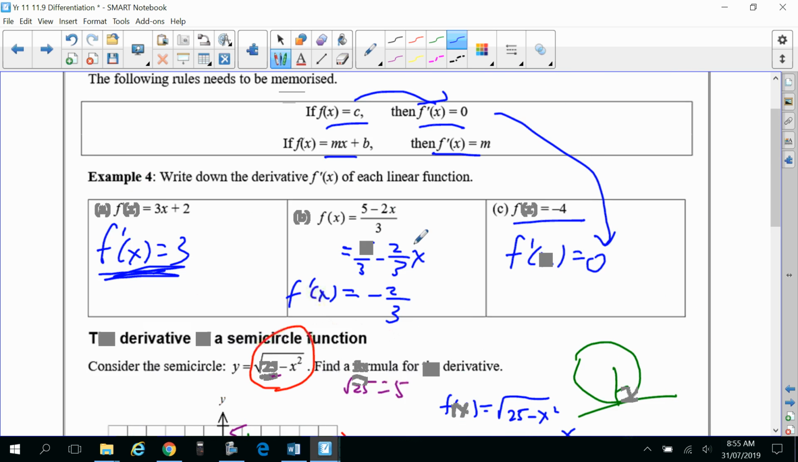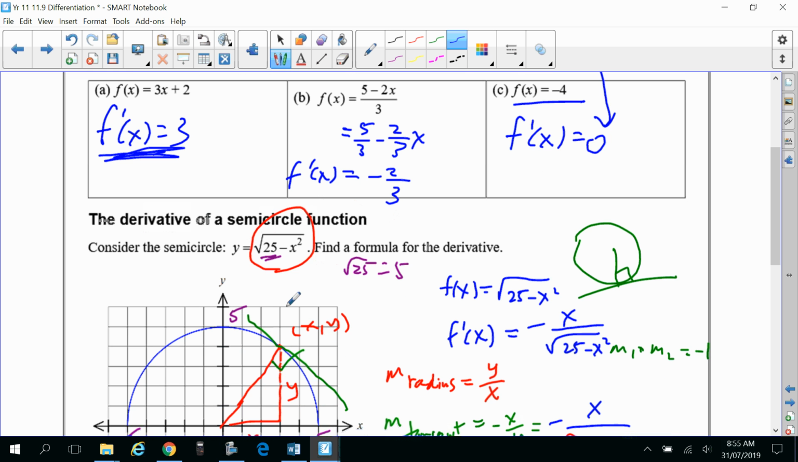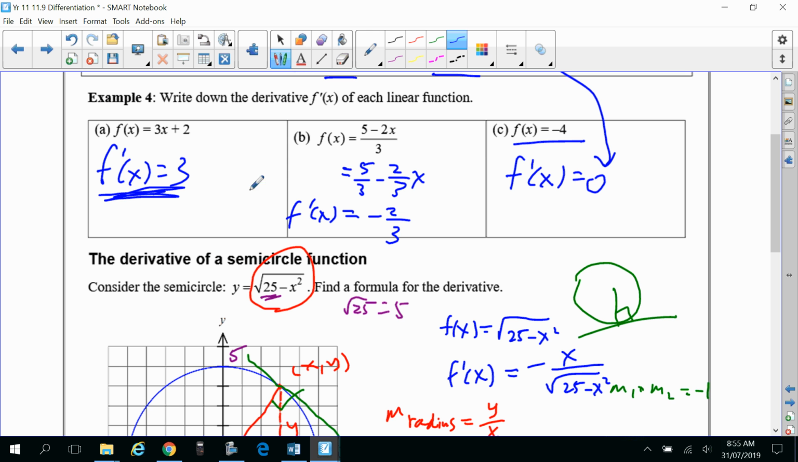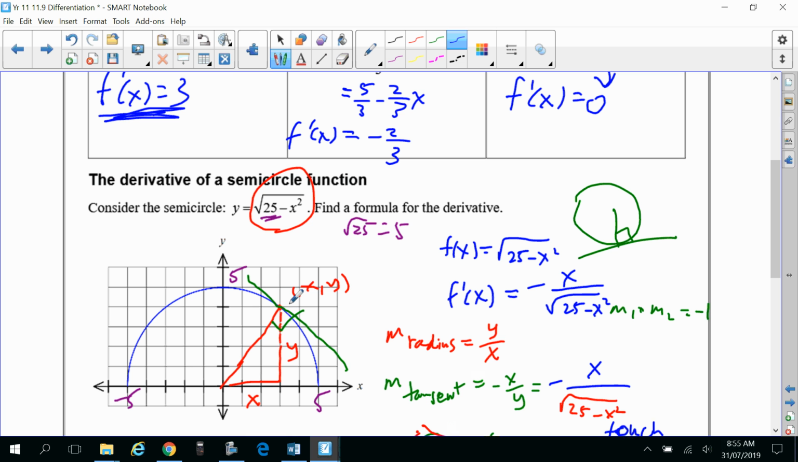Yeah, okay. And we also found a nice formula for the gradient of the semicircle. Some of you have done the enrichment question, which can be challenging, but if you got it right, that's very good. Basically we did it geometrically. So far, with lines, we can measure gradient geometrically. We can measure the gradient geometrically for a circle because the radius and the tangent are perpendicular.